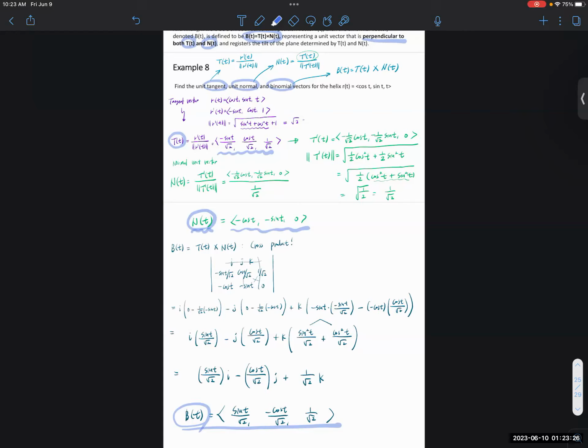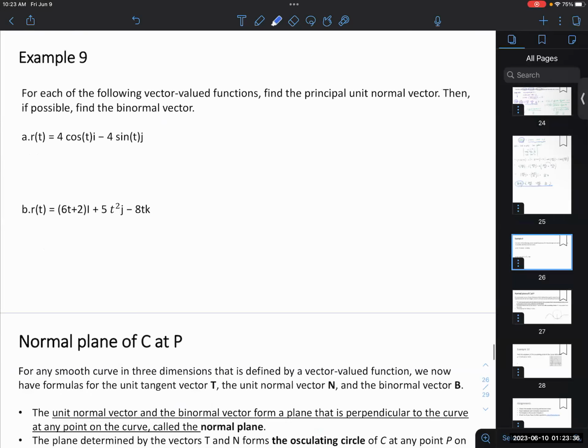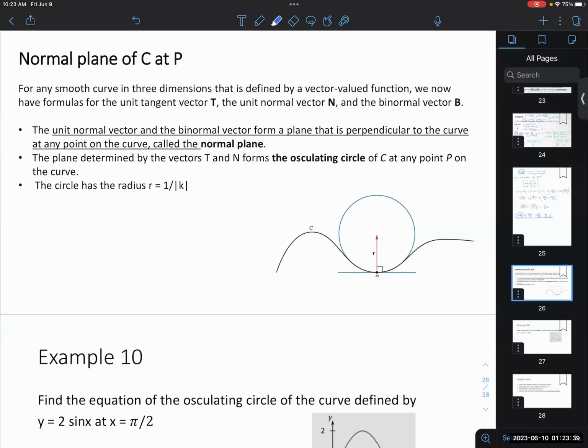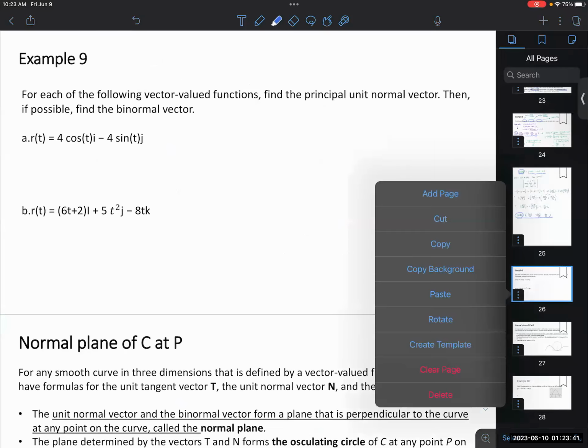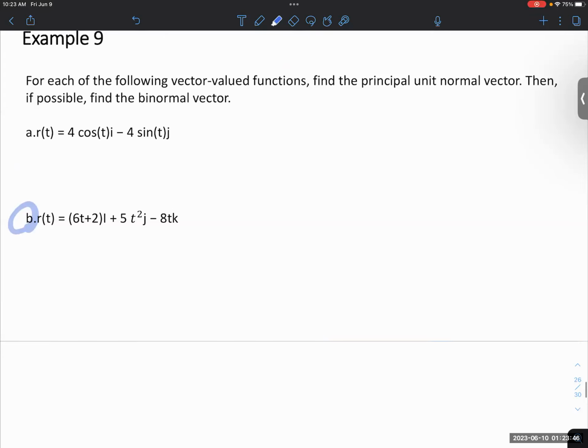All right, so we talked about this one briefly. I'm going to do one last example. Are you ready? Here we go. I'm going to do letter B. I think you can do this question. Uh-oh, not the delete. I'm going to add a page. So here, let's do letter B. Same question, we're going to find the unit normal vector and then find the binormal vector as well. If you find the tangent vector, that's great. Actually, we start from there. So let's do letter B, okay?